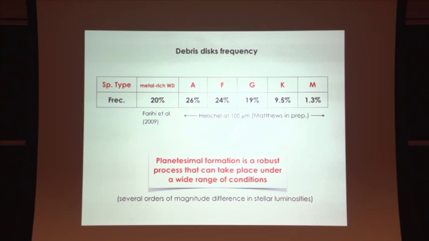Just due to the sensitivity, we don't know yet. We don't know yet because I think here we have very low number statistics for the M stars. Yeah, as well. So this goes back to the question about evolution, right?